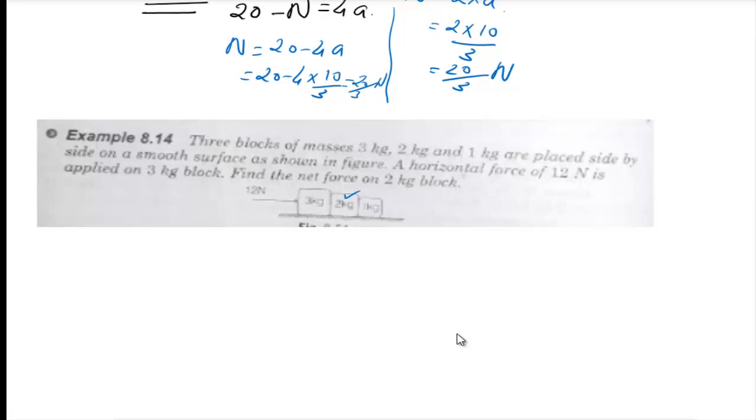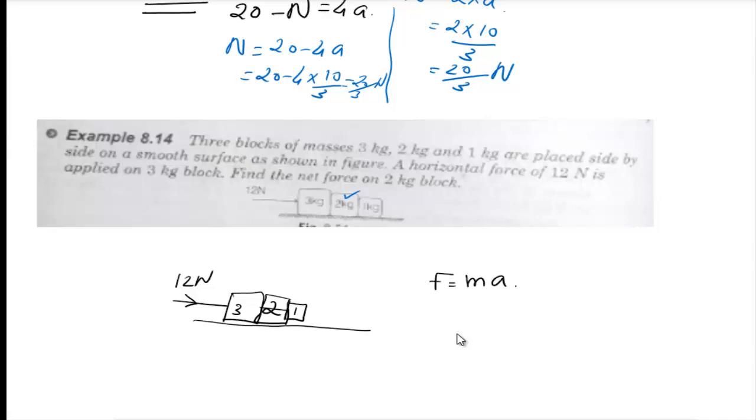Here first we need to consider our system. What is our system? A 3 kilogram mass, and beside that a 2 kilogram mass, along with that a 1 kilogram mass. This is placed on a smooth surface. We are applying a force of 12 Newton. A horizontal force of 12 Newton is applied on the 3 kilogram block. We need to find the net force on the 2 kilogram block. How can we find the force? F is equal to mass into acceleration.